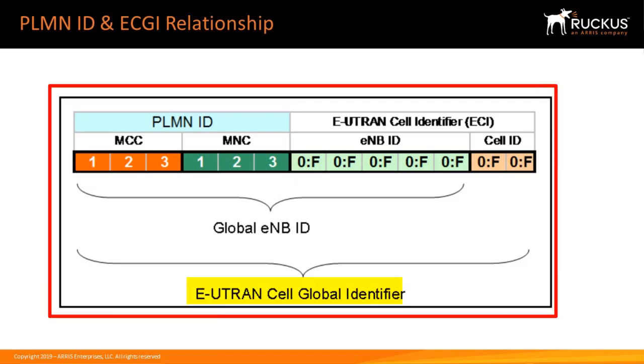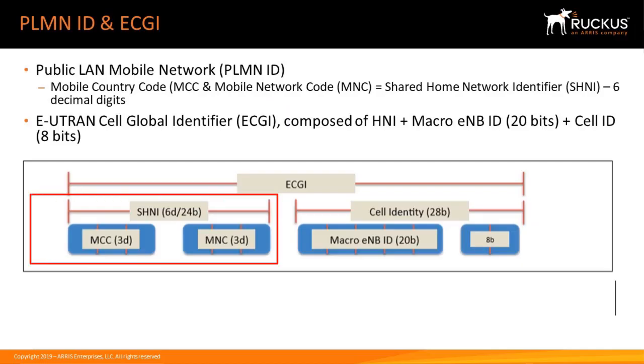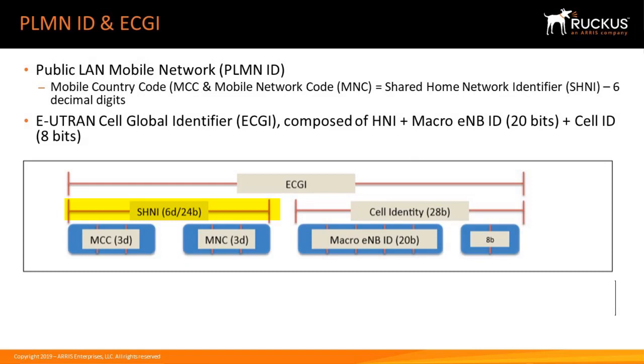the E-UTRAN cell global identifier called ECGI. The public land mobile network is composed of a mobile country code, MCC, and a mobile network code, MNC. This is equal to something called the Shared Home Network Identifier, SHNI. This is 6 decimal digits. This is also synonymous with the PLMN ID.